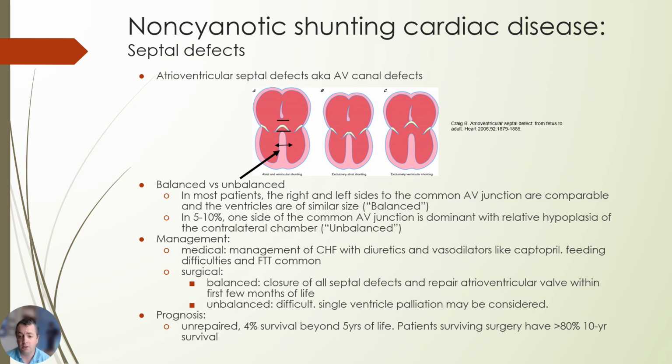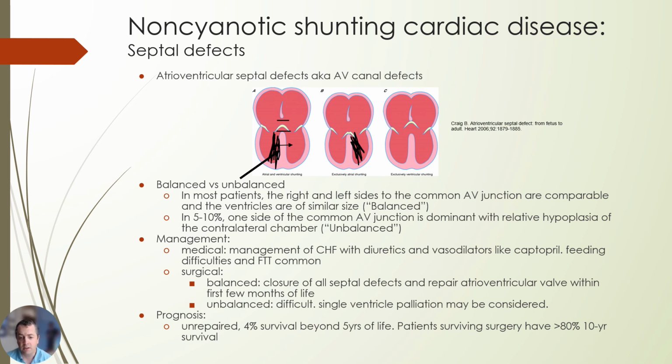defect. In most patients, the right and left sides of the common AV junction are comparable, and the ventricles are similarly sized. However, in a minority of 10% or less, one side is dominant with relative hypoplasia of the contralateral side. For example, in this case, it's unbalanced towards the left, or if it was balanced more towards this way, you would see hypoplasia of the left side.